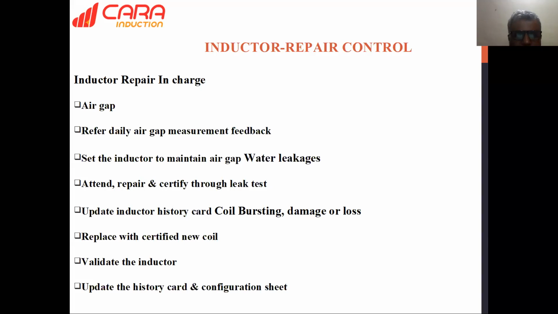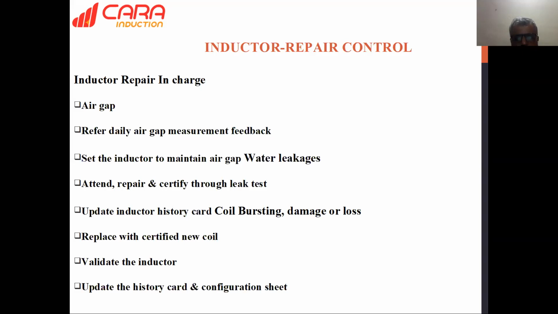Another part is inductor repair control. It's also most important. A lot of times there is inductor leakage and the gap is increasing, and due to this we are facing quality problems and maintenance problems, because due to water leakage the hot water tank is going to empty, and we are facing a lot of problems then. So that repair control is important.